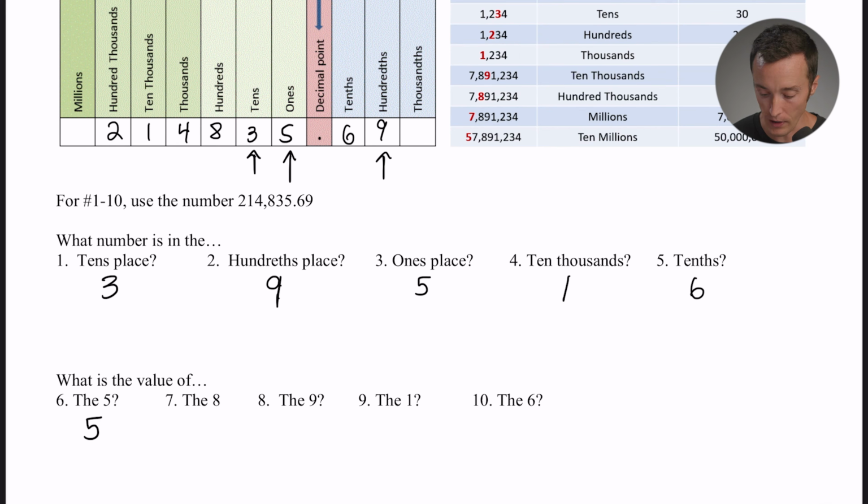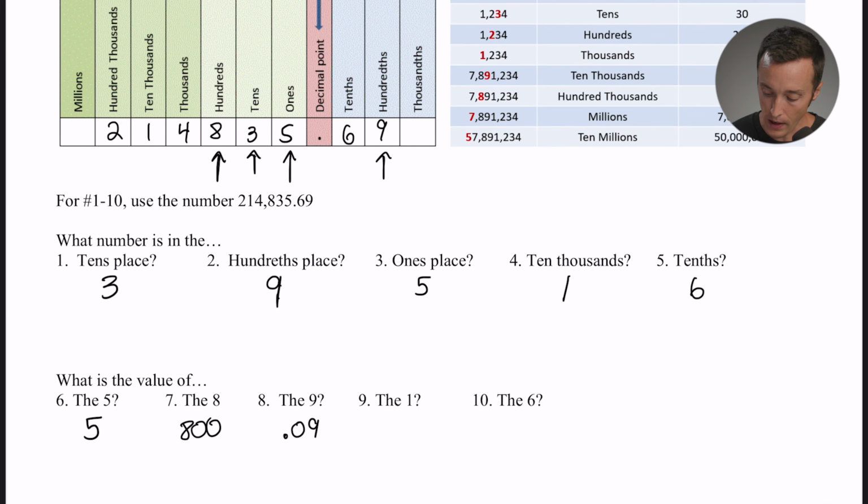But if you look at number 7, it says, what is the value of the 8? Well, look up here. That's an 8, but it lives in the hundreds place. So its value is actually 800. Okay, because it's like 8 groups of 100. Okay, what about the 9? That's all the way down there in the hundredths place. So it is a 9, but its value is 0.09 or 9/100ths because it's in the hundredths place.